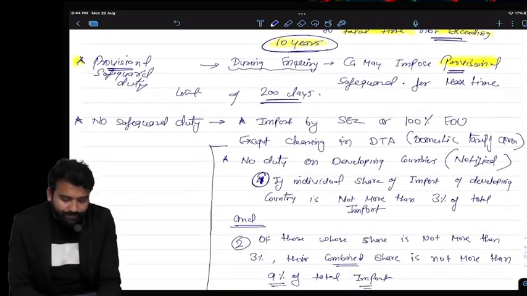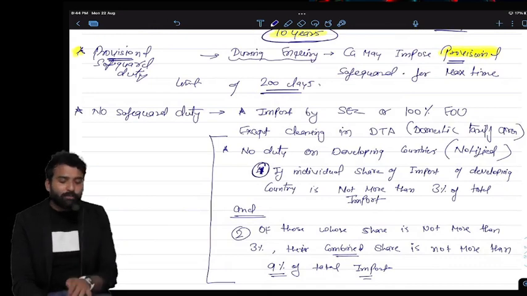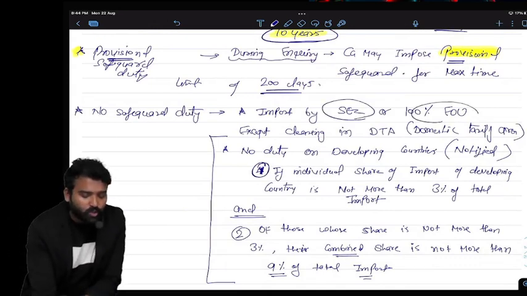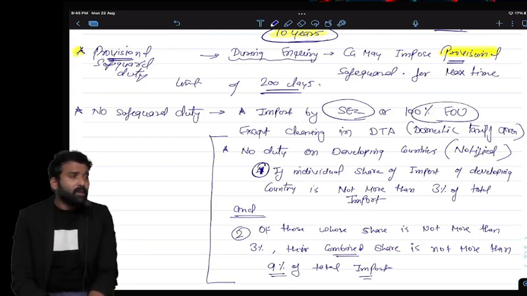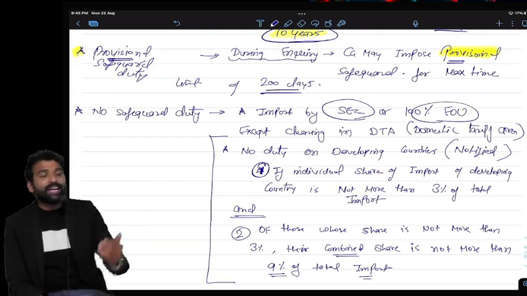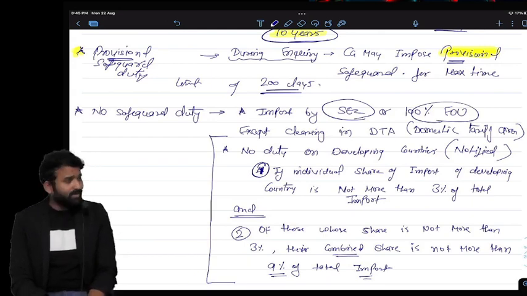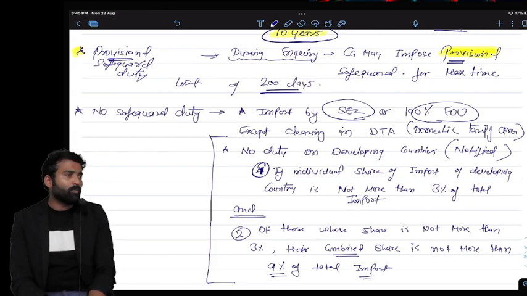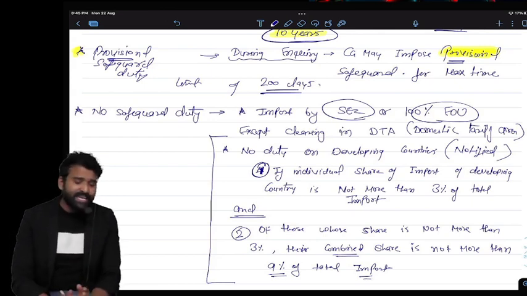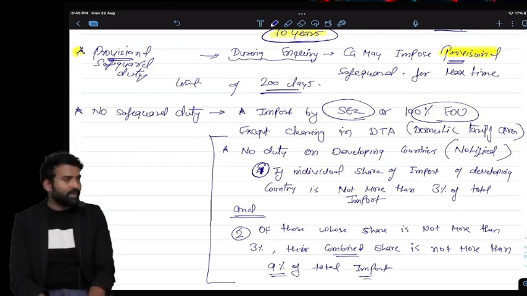Now, interesting. First of all, this duty will not be imposed on SEZs or EOUs. You know why? Because they are not selling in the domestic market. They are importing for again exporting something. This duty is only for protecting the domestic industry, so they are not required to pay. SEZs and EOUs are not required to pay safeguard duty.